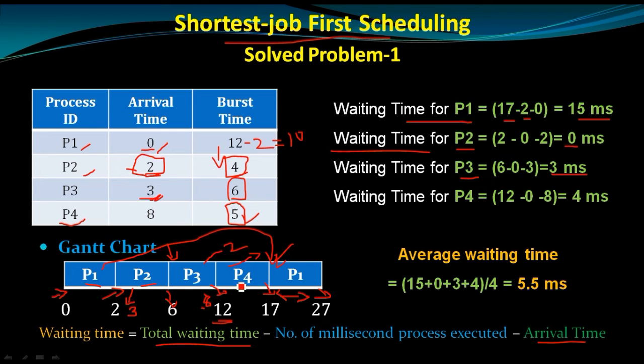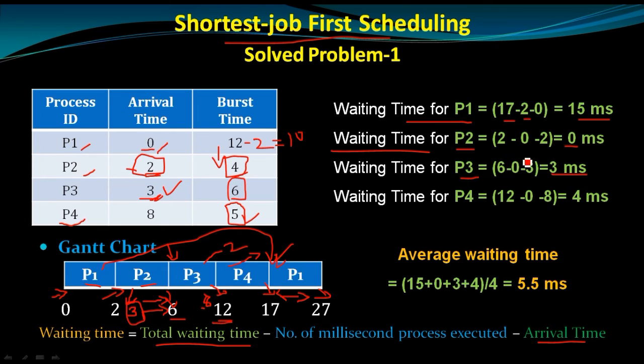Okay, so arrival time is 3 millisecond. It arrived at this point, as I have already mentioned. At this point, P3 has arrived, but it is waiting till 6 millisecond. Means 3 to 6, that is 6 minus 3 is 3 millisecond. So the duration of waiting of P3 is 3 millisecond.